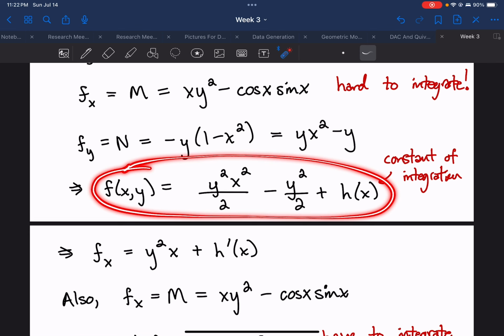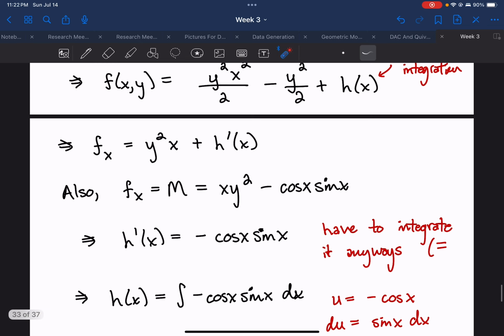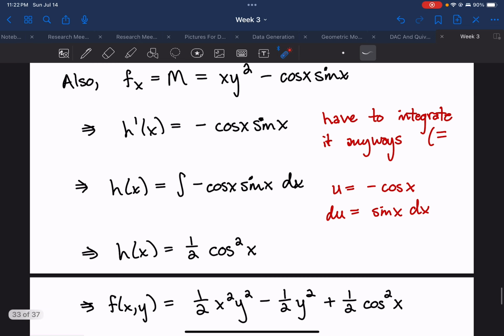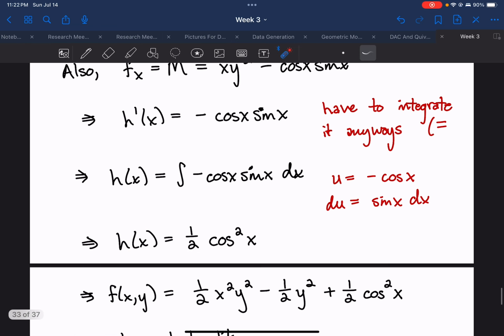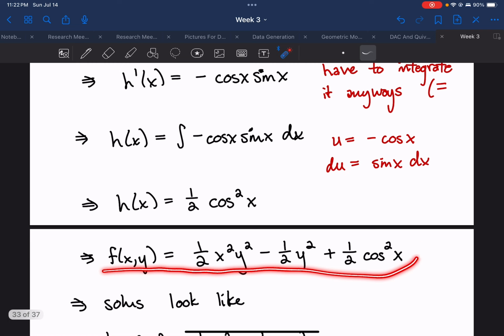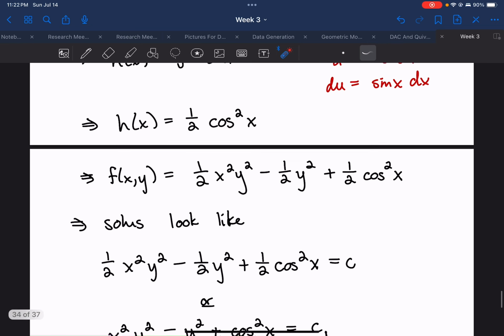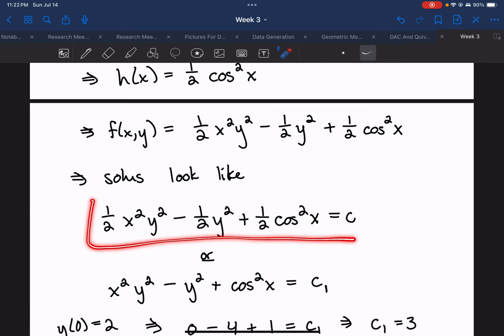1/2 x squared y squared minus 1/2 y squared plus h of x. I just found h of x to be 1/2 cosine squared x, which means my f is 1/2 x squared y squared minus 1/2 y squared plus 1/2 cosine squared x. And therefore, the solutions to this look like this: F equals a constant.